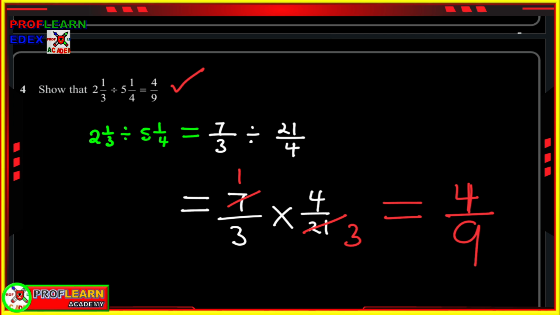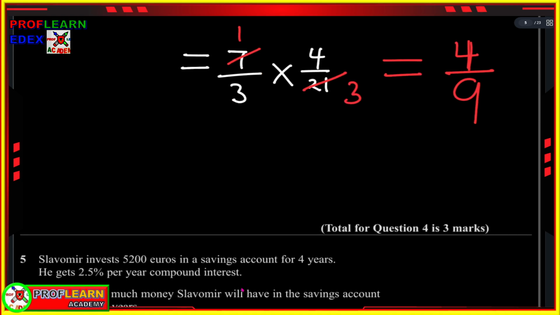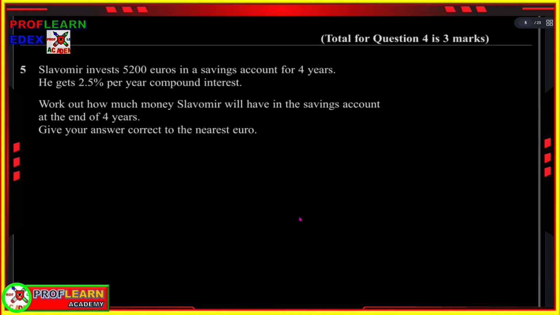All right, so we need to move to question number 5, and the question number 5 is talking about Slavomir. Slavomir invests 5,200 euros in a savings account for 4 years. He gets 2.5 percent per year compound interest. Work out how much money Slavomir will have in the saving account at the end of the 4 years. And the answer we shall give must be to the nearest euro.